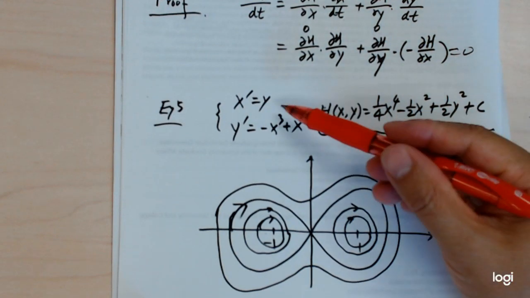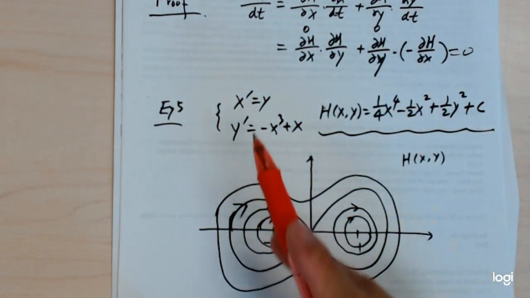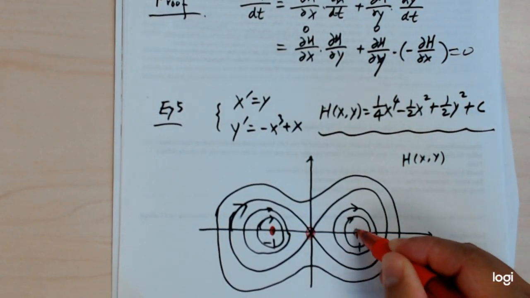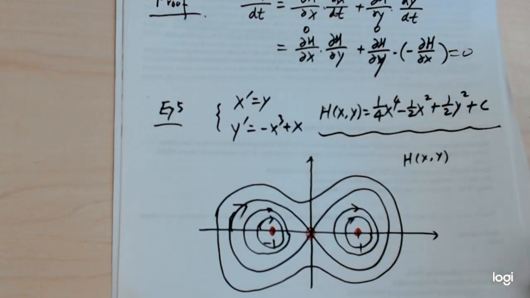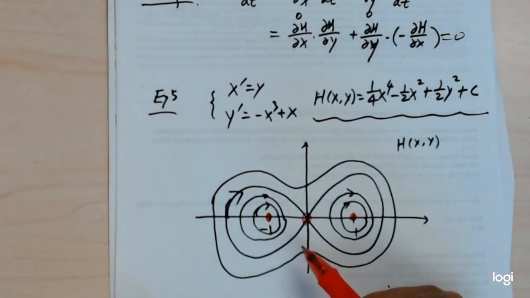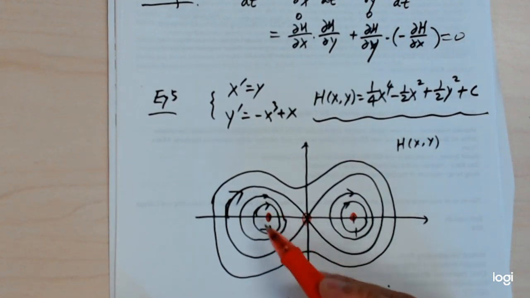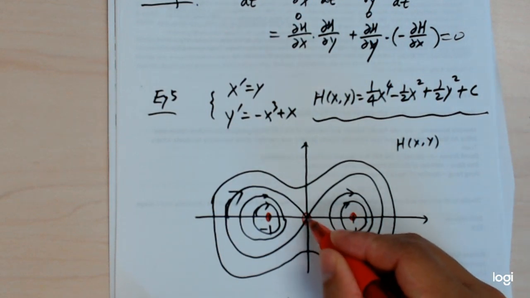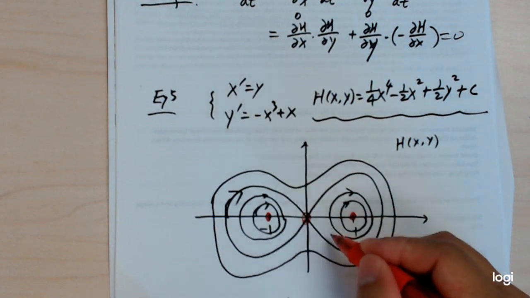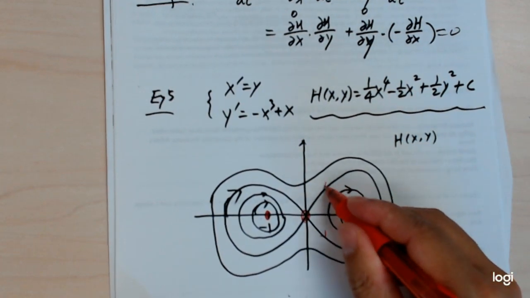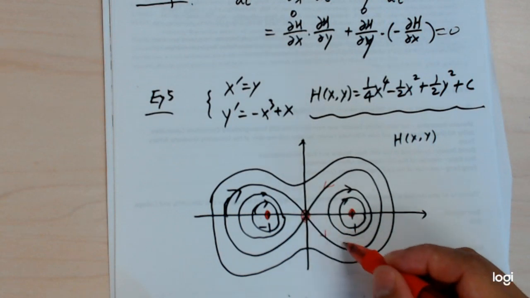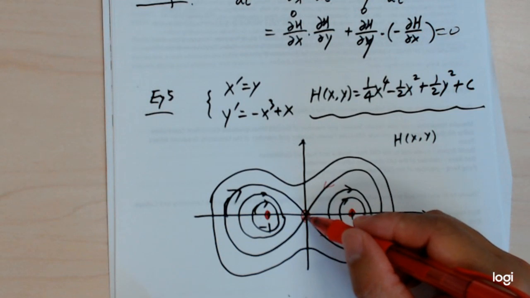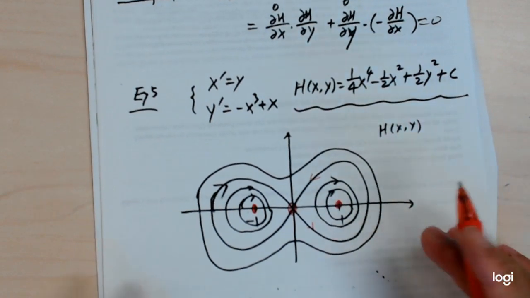This system right here has 3 equilibriums where y is always 0, but x can be -1, x can be 0, x can also be 1. So these are 3 equilibriums. So there are some closed orbits around those 2 equilibriums. And notice this special guy here. Actually, direction looks like this. This solution curve actually connects this equilibrium solution with itself. Okay, it comes back to itself.